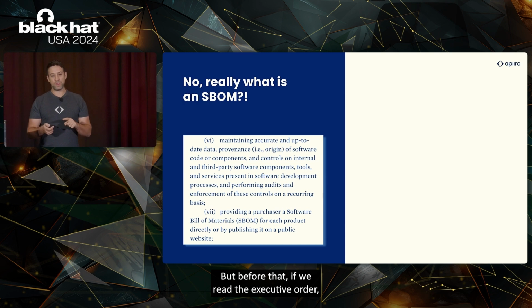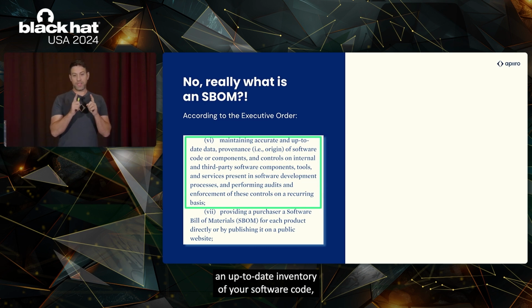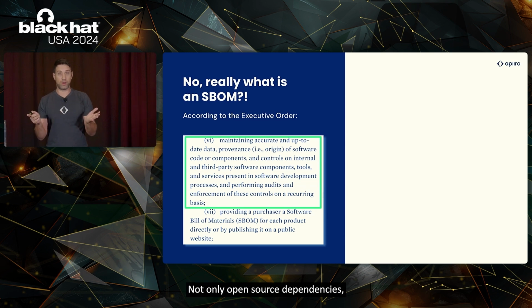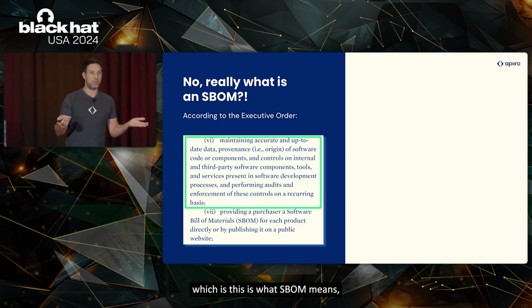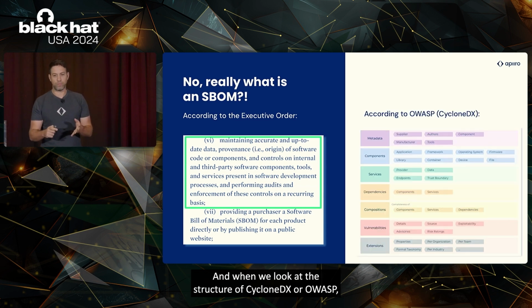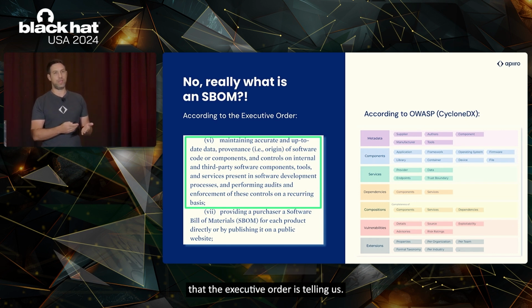But before that, if we read the executive order, it's explicitly saying that you need to maintain an up-to-date inventory of your software code, like your internal proprietary code, but also open source code, not only open source dependencies, which is what SBOM means, and tools and processes. And when we look at the structure of CycloneDX or the SBOM format, we don't see all the things that the executive order is telling us.